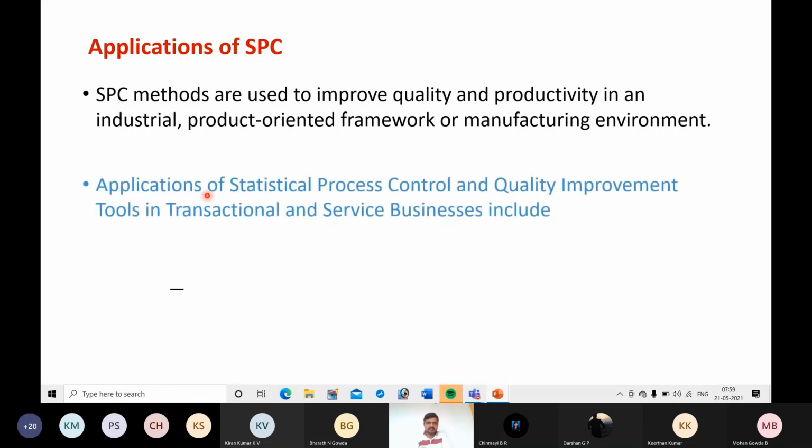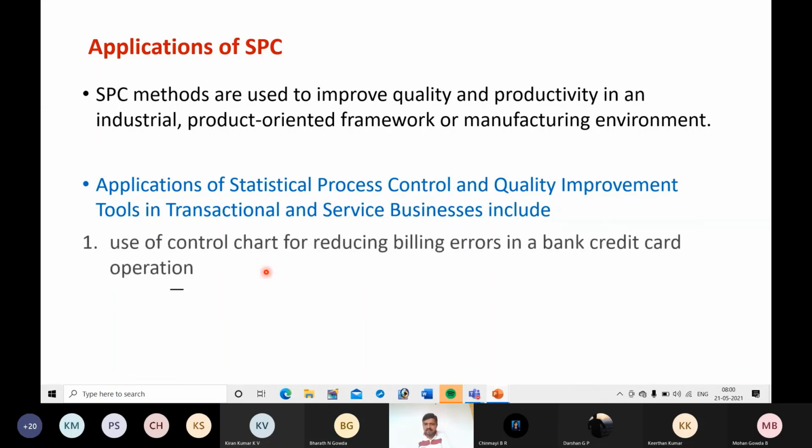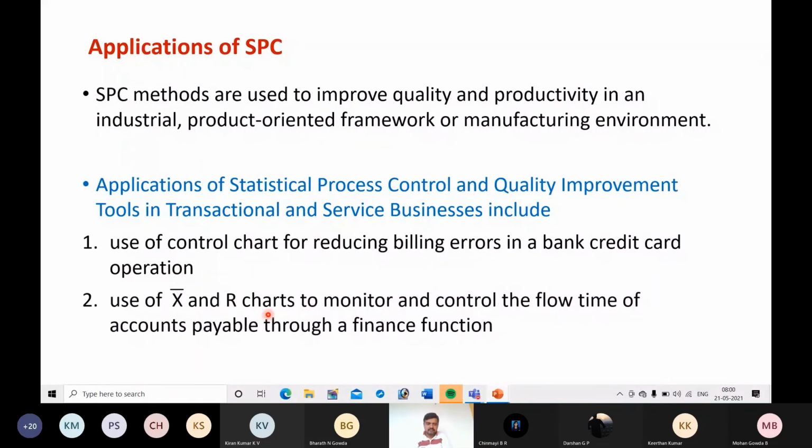Applications of statistical process control and quality improvement tools in transactional and service businesses include the following. Other than manufacturing industries, we also make use of statistical process control charts in the banking sector. For example, use of control charts for reducing billing errors in a bank credit or credit card operation. Next, use of X bar R charts to monitor and control the flow time of accounts payable through a finance function. For all these things, we make use of control charts.